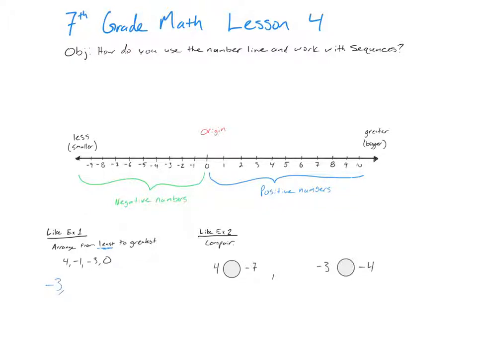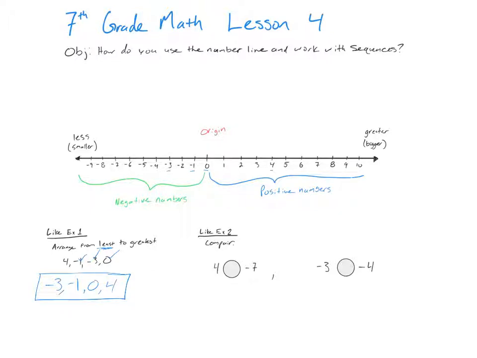Then as I move right, I notice that negative 1 is going to be my next one. And then as I'm moving, oh, there's the 0. And then I'm going to come up here, and there's the 4. So those are ordered from least to greatest.